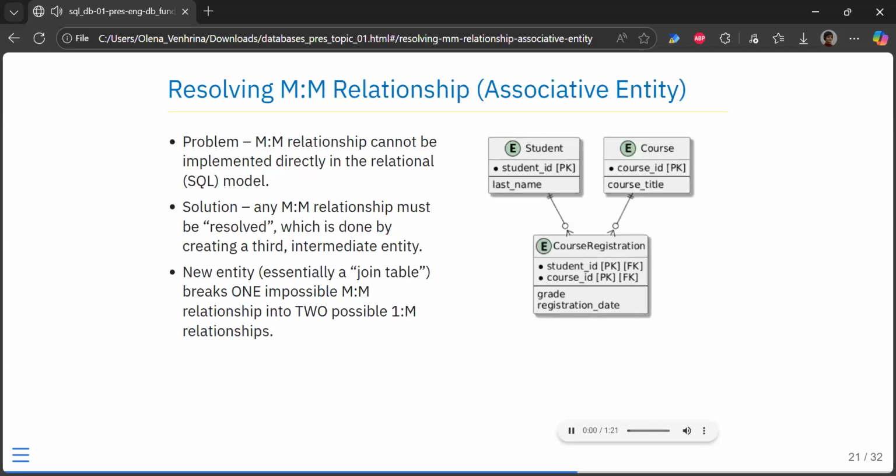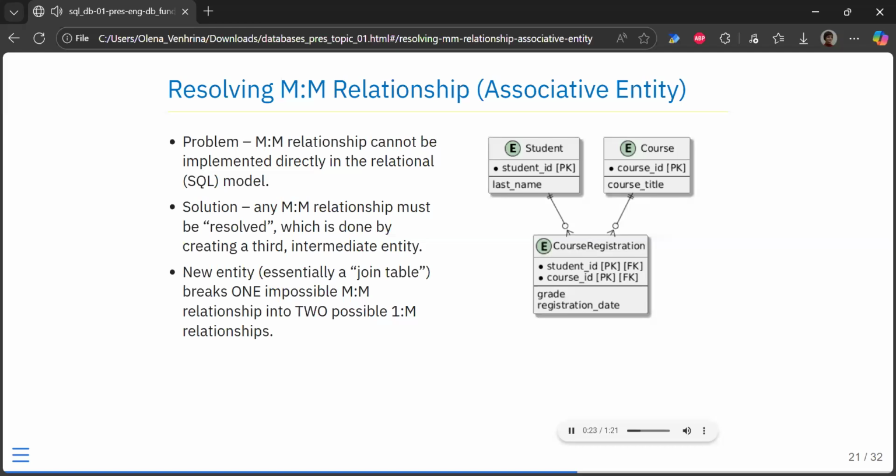So we have a problem. We cannot directly connect tables with a many-to-many relationship. How does SQL solve this seemingly unsolvable task? The solution is standard, and you will use it constantly. We resolve this relationship. We break it by creating a third, intermediate entity. It is often called an associative entity, or simply a join table.